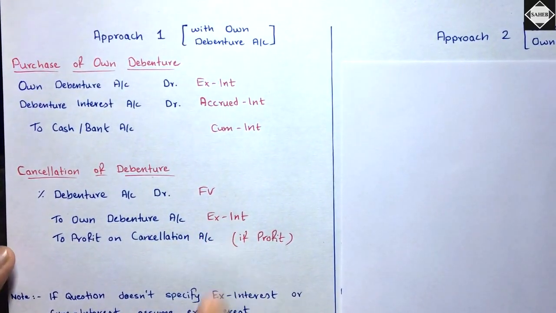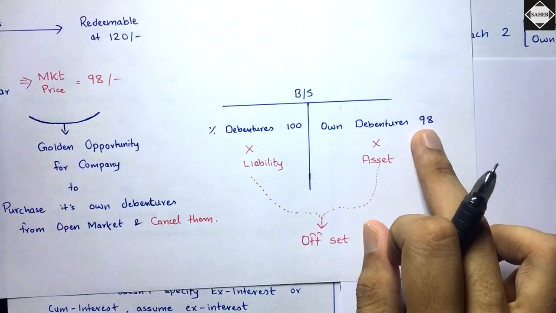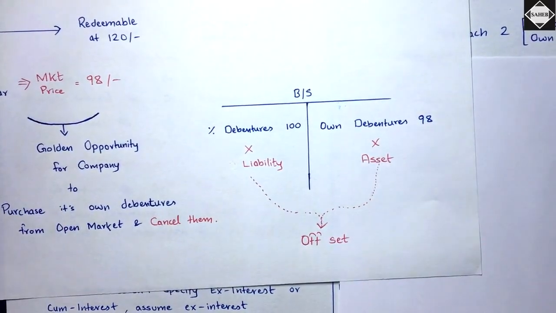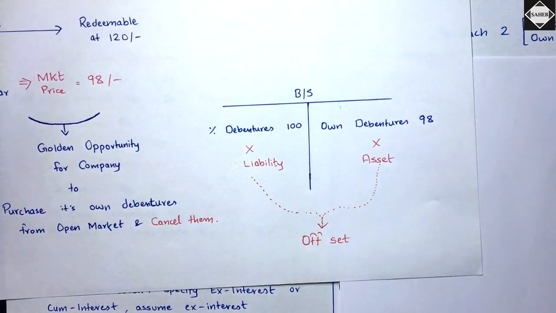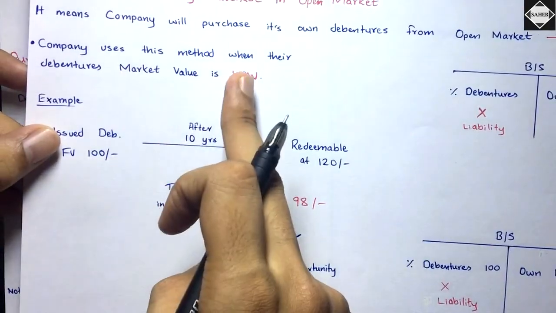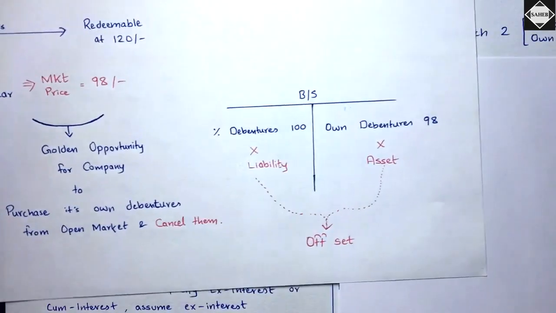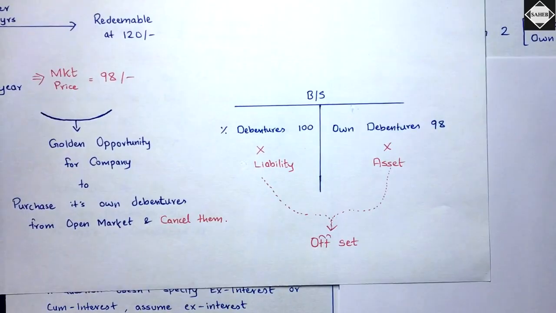And then of course, as I have told you, the liability is at the face value and the asset is at the ex-interest price, at the cost. So of course there will be profit or loss. But what I have told you is that mostly the company goes for this method when the market value is low, mostly lower than the face value. So what will happen? Mostly 99% of the time there will be profit. There will be profit only.